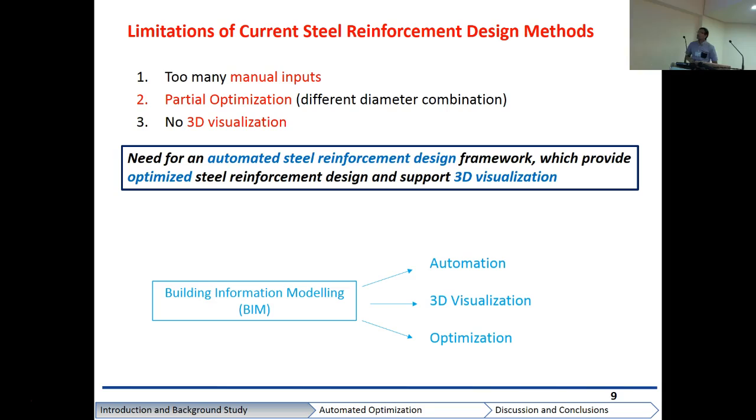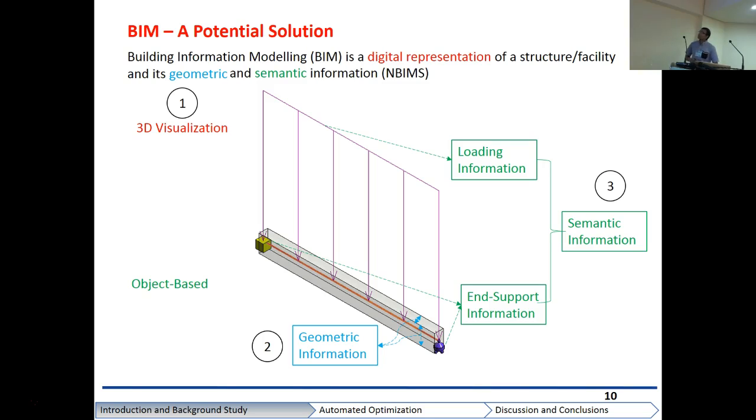Now, BIM can help us. BIM supports automation, BIM also supports 3D visualization, and BIM can support optimization. So let's start first with what BIM is. BIM is basically a digital representation of a structure or a facility.